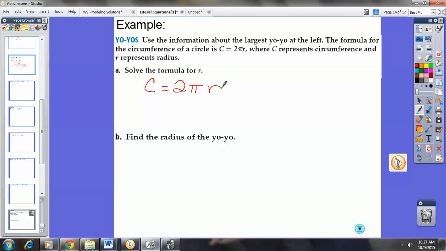Yes, we could. What do we need to divide by? 2 and what else? 2 pi. You can divide by two things at once. That's totally legal. 2 pi. So we have r equals c divided by 2 pi.